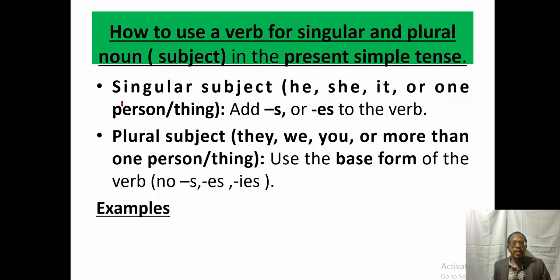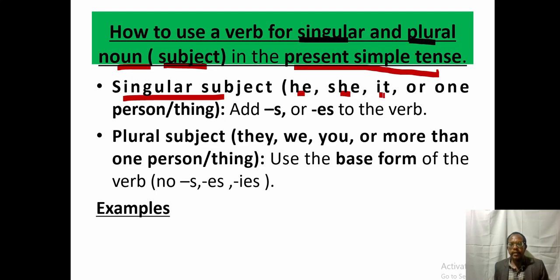So let's proceed to see how to use a verb with a singular and plural noun or subject in the present simple tense. Mainly in the present simple tense, for a singular subject like he, she, and it, or one person or thing, add s or es to the base verb. And for a plural subject such as they, we, you, more than one person or thing, use the base form of the verb, with no need to use suffixes like s, es, and ies.